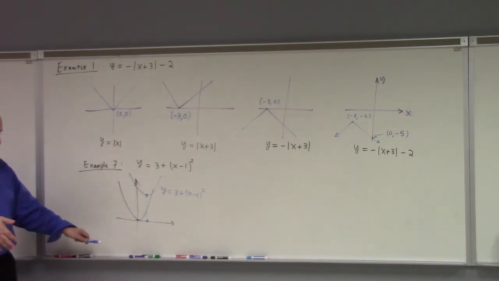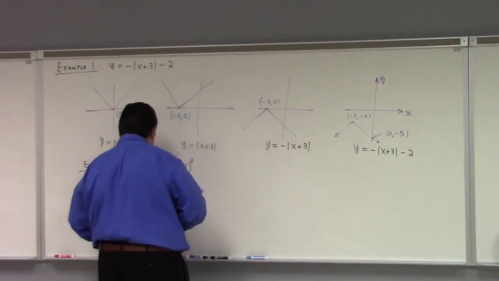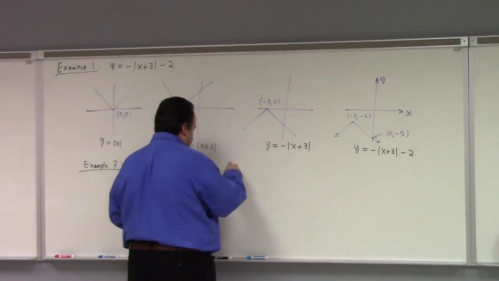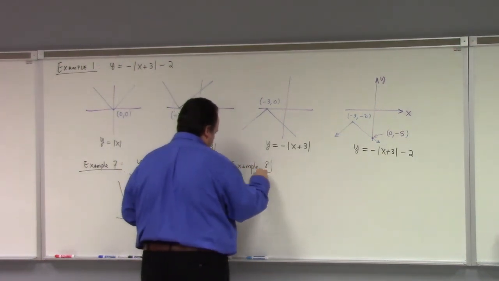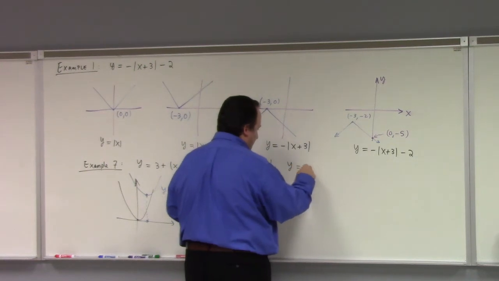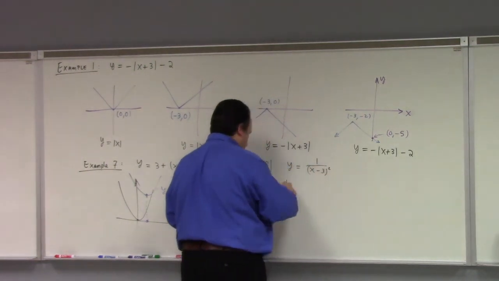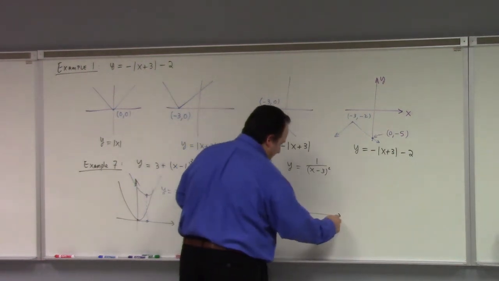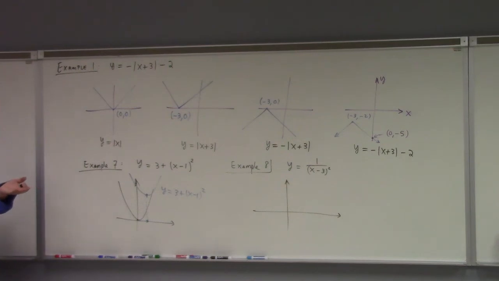Here's another one. Example 8. So you've got y equals 1 over (x minus 3) squared. I look at that and I go, that's the volcano graph, and it's been shifted 3 units to the right. That's all it is. It's the volcano graph shifted 3 units to the right.